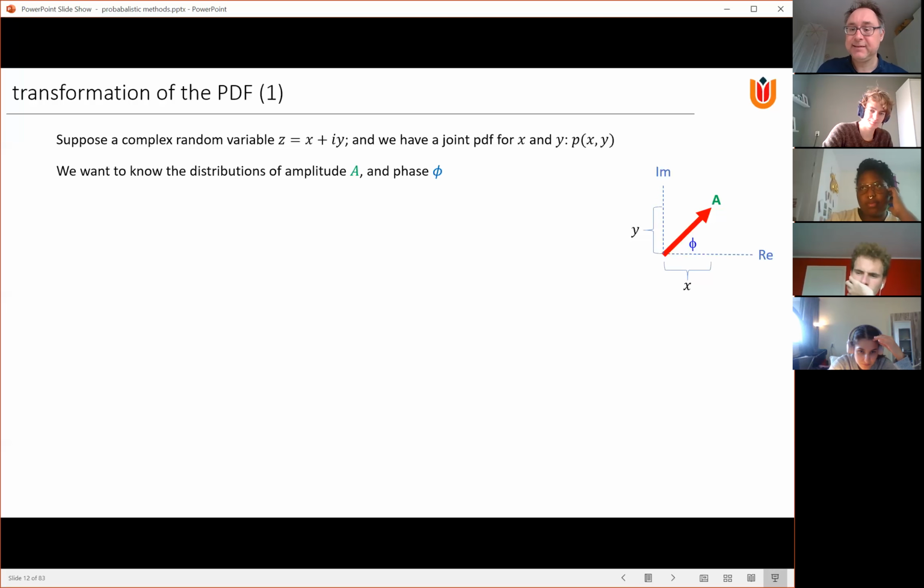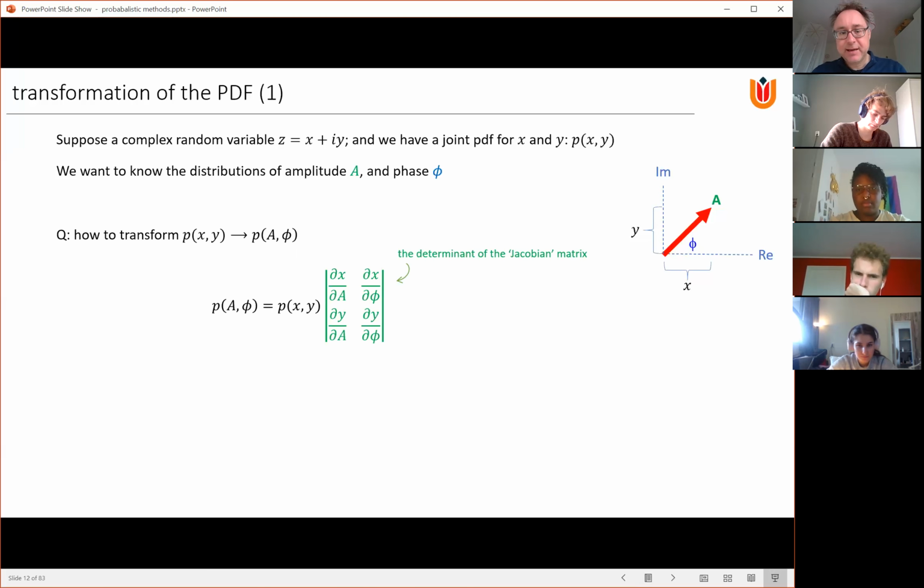We can describe it as x and y components, but we can also describe it as an amplitude and a phase, the amplitude being the length of the vector, and the phase being the angle with the real axis. Now let's say we know the joint probability density function for x and y, but what we would like to know is the distributions for the amplitude and the phase. So we need to convert that PDF. The question is, how do we transform this p of x and y into a distribution of amplitude and phase?